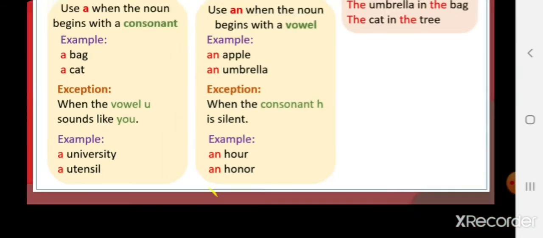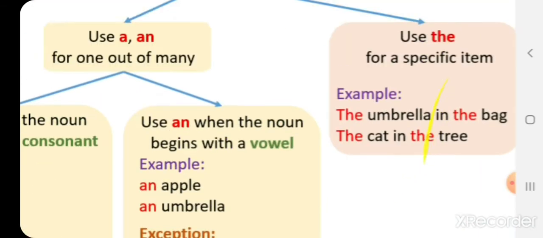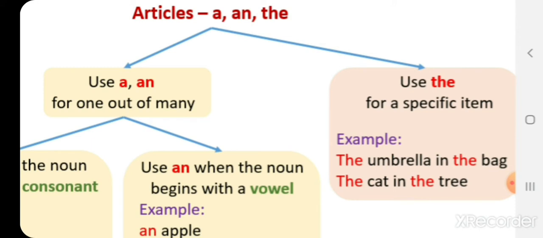Now let's see the. For a specific item, use the. That is, the umbrella in the bag, the cat in the tree.